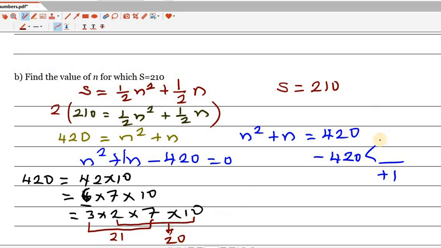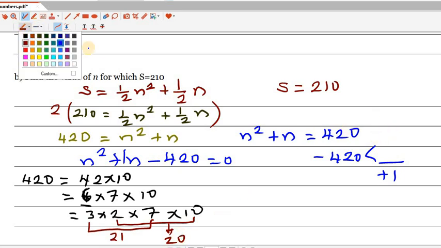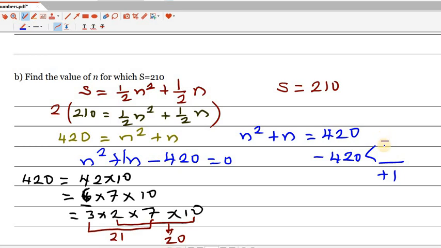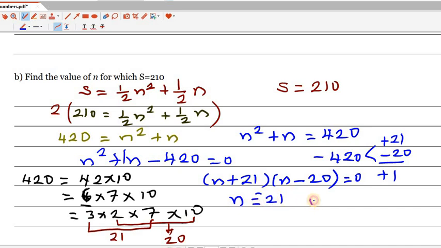So the two factors are plus 21 and minus 20. We can say n plus 21 times n minus 20 is equal to 0. So n is equal to minus 21, or n is equal to 20. Now, n is a natural number, a countable number, so n is greater than 0. So n is 20.